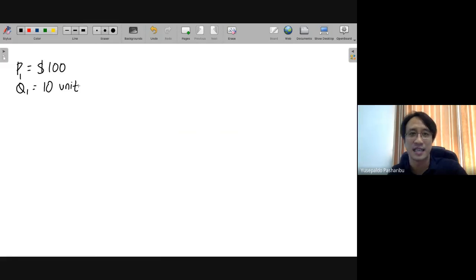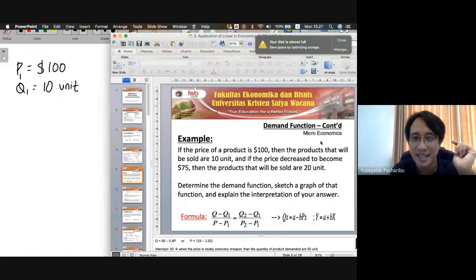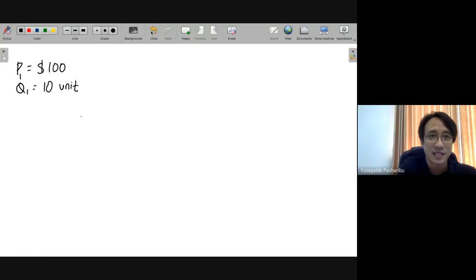Get it? And if the price decreases to become 75, then the product is 20. So 75 and 20. Maybe I write this: if the price equals $75, then the quantity demanded is how many? 20 units.